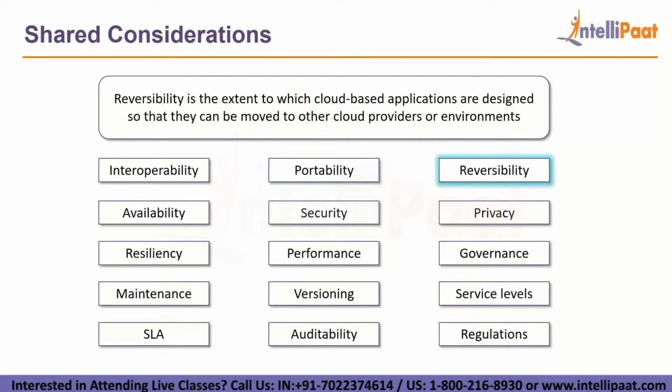Reversibility is the extent to which cloud-based applications are designed so that they can be moved to other cloud providers or environments. This is really one of the most useful things to understand when you are working with cloud computing environments. Reversibility is basically how much of the data you can move from one cloud provider to another, or from one environment to another.